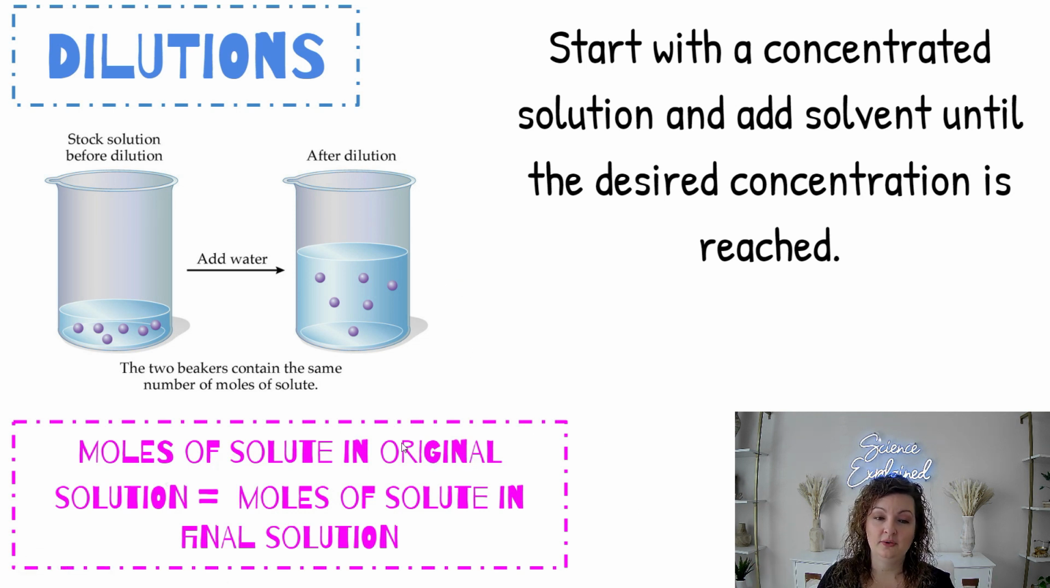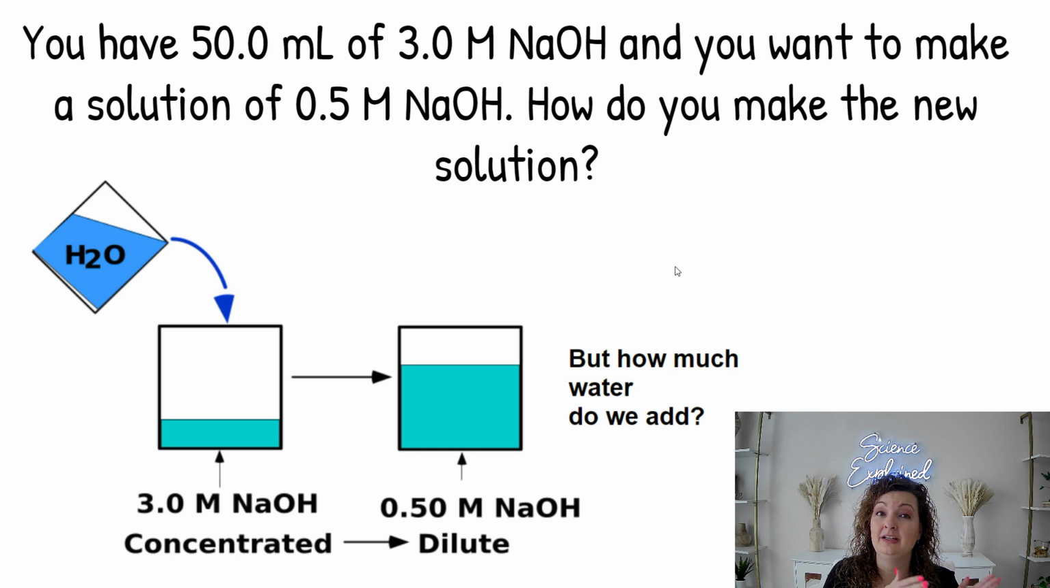What you really need to know here in order to do this is that the moles of the solute in the original solution will equal the moles of the solute in your final solution. In other words, if you say moles in equal moles out, you're going to get it right pretty much every time with the math. So let's go ahead and look at an example problem.